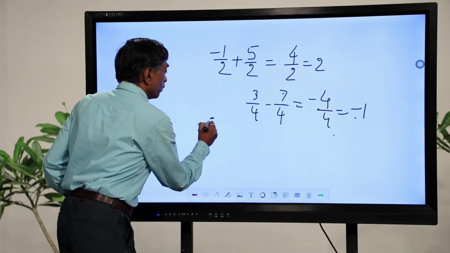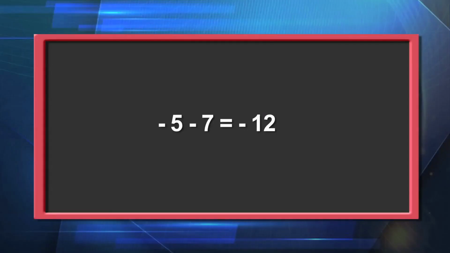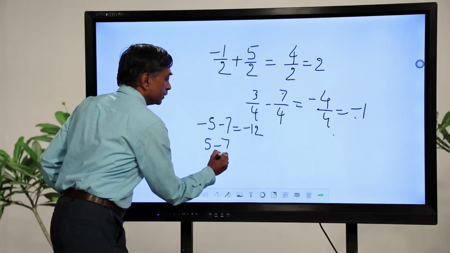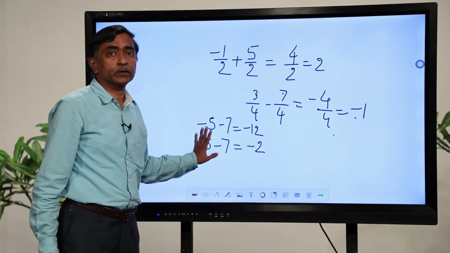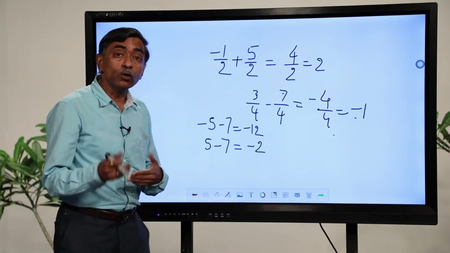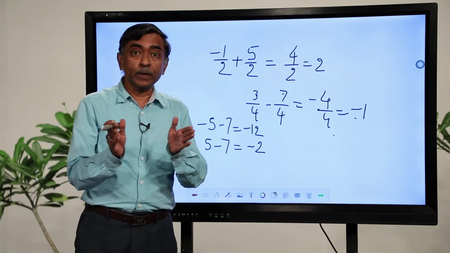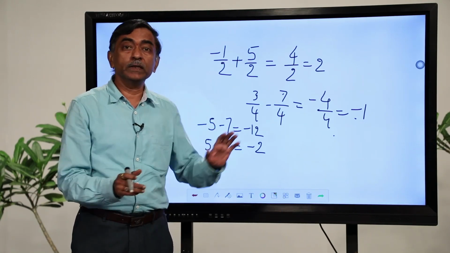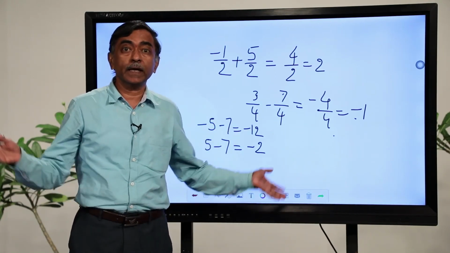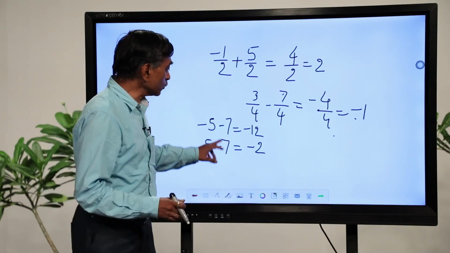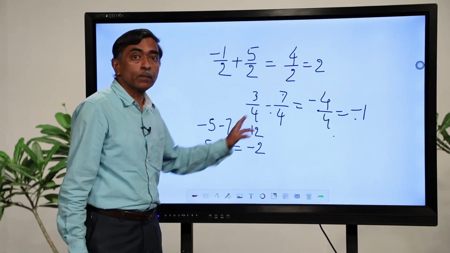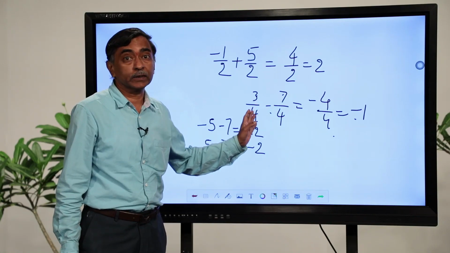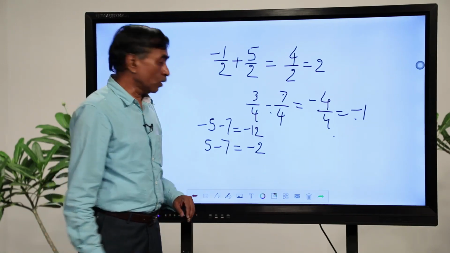For example, I can say minus 5 minus 7 is equal to minus 12, which is again an integer, or I can say 5 minus 7 is equal to minus 2, which is again an integer. So, it is closed under the operation of subtraction. So, look, as soon as the number system is extended further, you can see the change in property of the numbers that have been introduced there. In the case of integers, subtraction is closed. In the case of rational numbers, subtraction is closed, but this does not happen in the case of natural numbers and in the case of whole numbers.